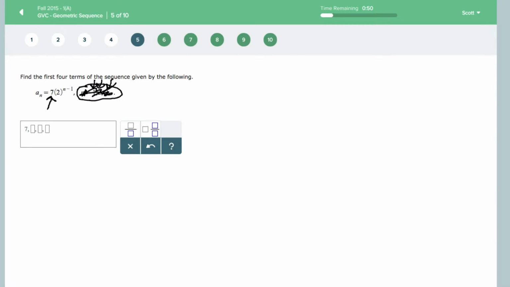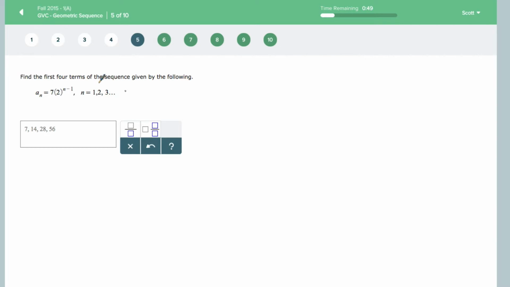Okay? Now what's our common ratio? Our common ratio, and I'll erase that first term arrow, is that number right there. So 2. So what is 7 times 2? Well, that would be 14. And then we do it again. What is 14 times 2? 14 times 2 would be 28. What is 28 times 2? 56. Or excuse me, 56. Don't know where I got 36. And that's how you do that type of problem.